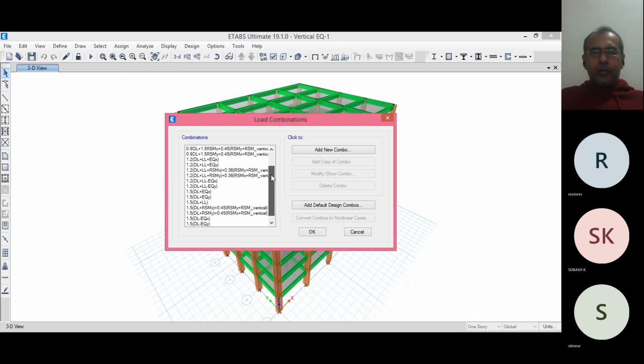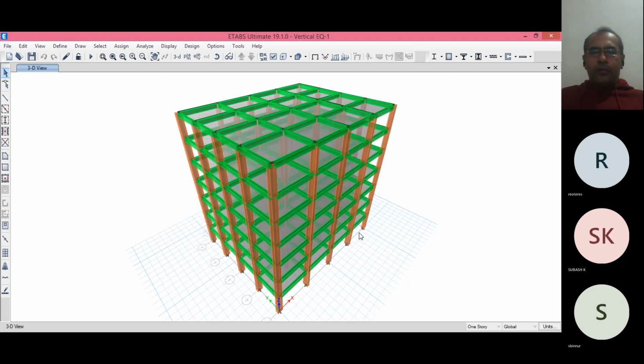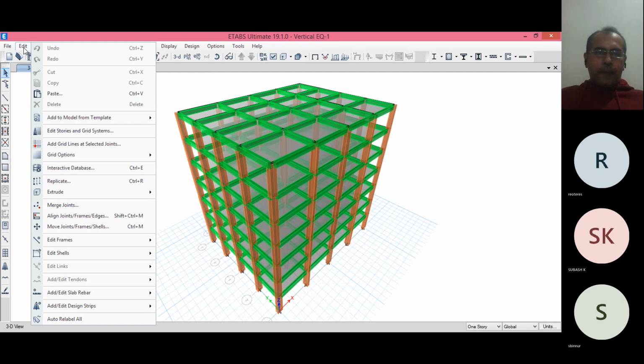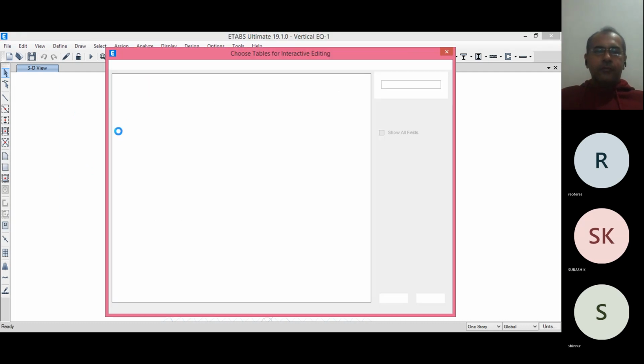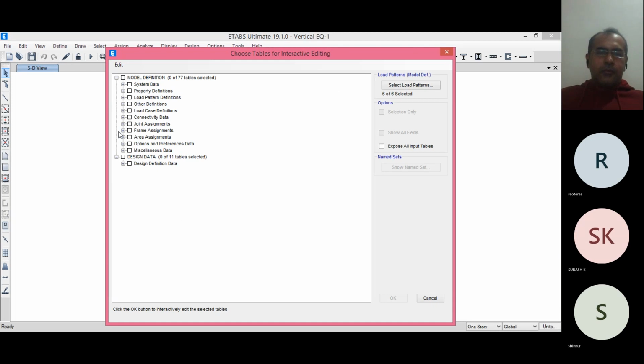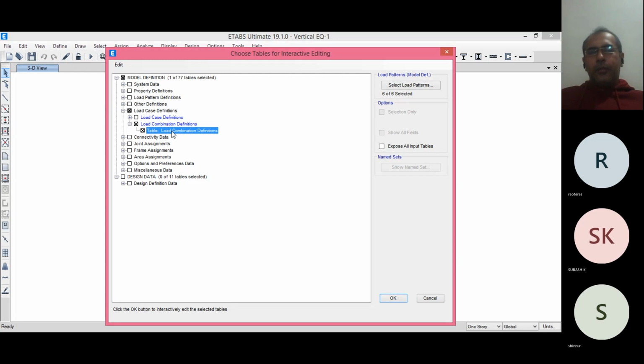So you can see all load combinations. I have called it here. So how to call it? Go to Edit. In that there is one thing called Interactive Database. Now in Interactive Database, you have here load case definitions and load combinations, right? So load case definition, load combination. We are interested in load combinations.